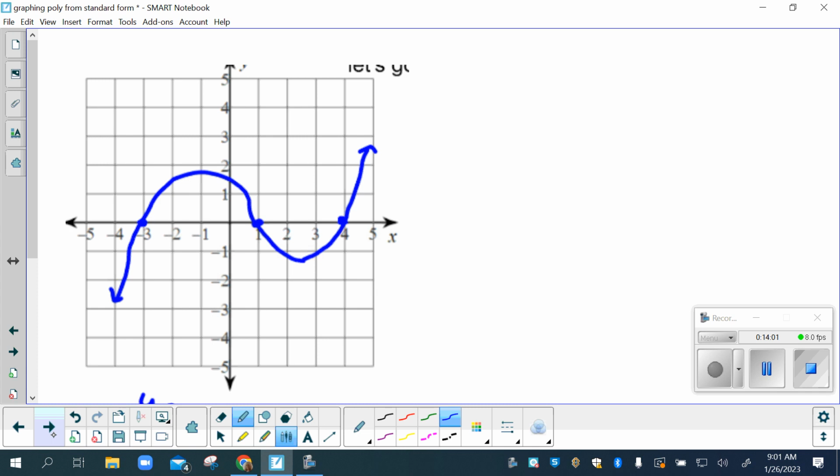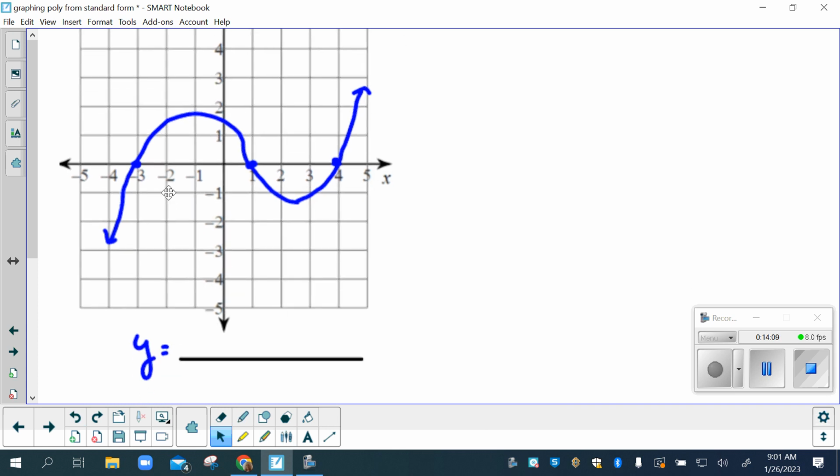So here we go. Really, really easy. We're going to write the equation here. And it's super, super, super easy to do. I'm going to show you. You're going to be like, oh my God, I love these ones. So let's take a look at this one.